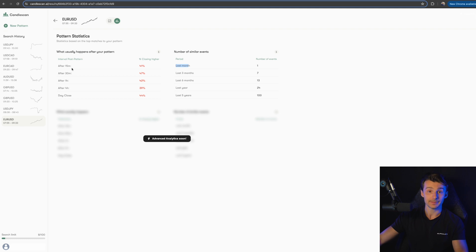What tends to happen after our pattern presents? So after our highlighted pattern presents on those similar situations, what tends to happen in the next 15 minutes, next 30 minutes, next 1 hour, 4 hours, and by the end of the day, the day's close? Data like this can be very helpful. It tells you if we've been trending up for about 2 hours on the Euro USD, if I want to take a day trade, odds are not in my favor to go long.